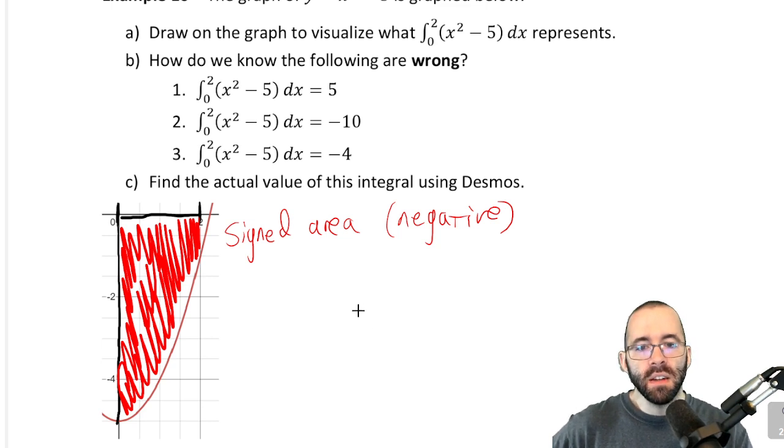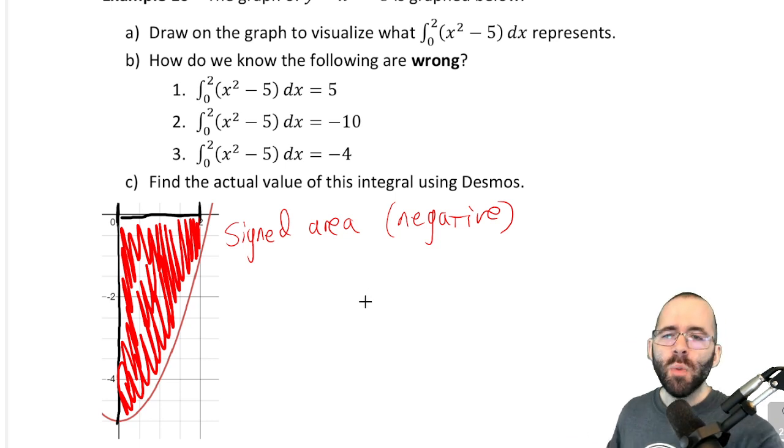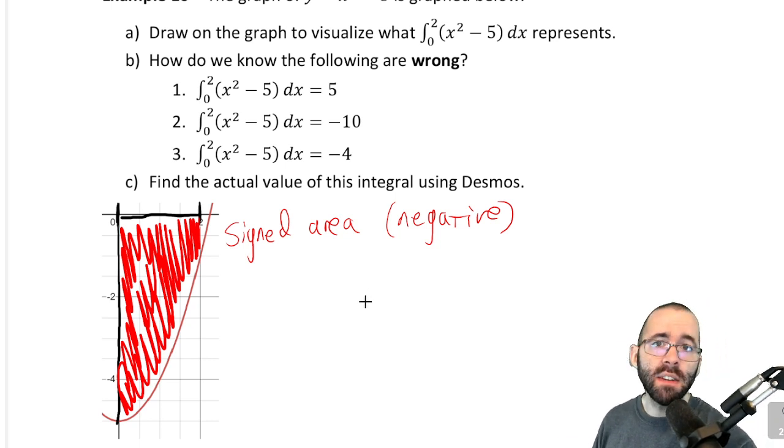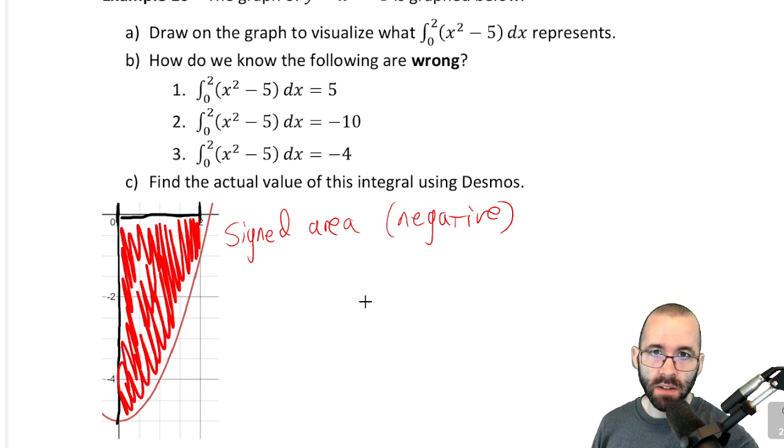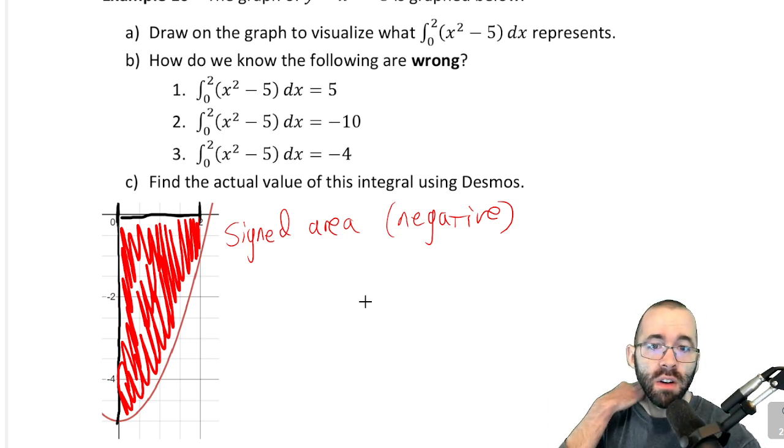So letter B says, how do we know that each of these are wrong? So I have 3 different claims. And why is this in the technology section? Because when you're using technology, you're just getting the answer. You're not seeing the process, so it's much harder to tell whether you've made a mistake. So being able to know kind of what you should expect is really helpful.